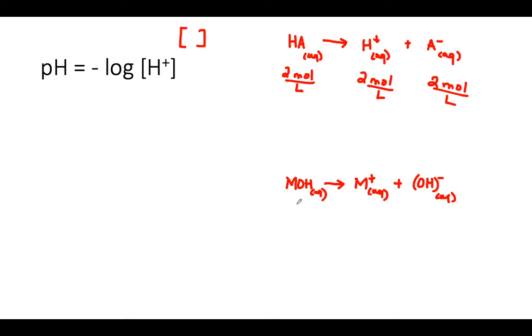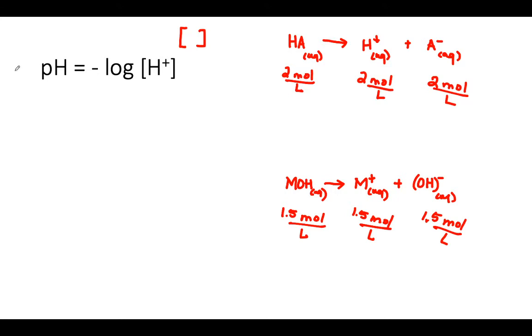Similarly, for the MOH, or the generic base, let's make up another number, 1.5 moles per liter. If that's the concentration of my base, then I know the concentration of this cation, as well as the concentration of this OH minus. Now that I have this formula up here, you can see why it's going to be useful. Knowing the H plus concentration can directly help us find the pH.